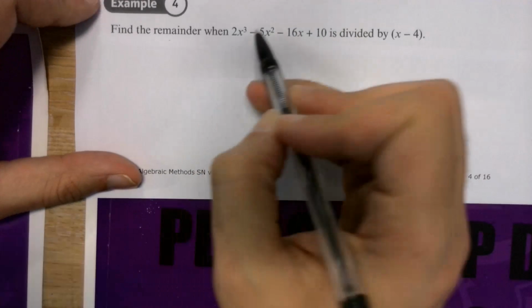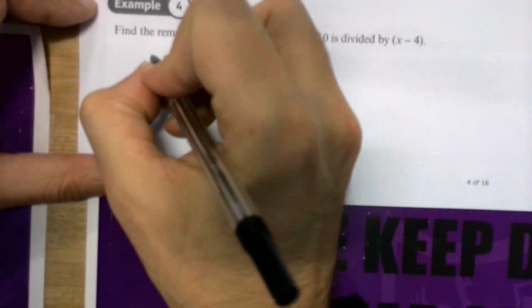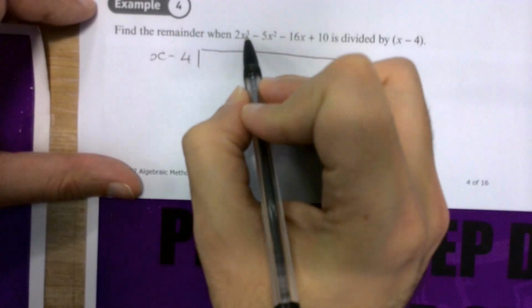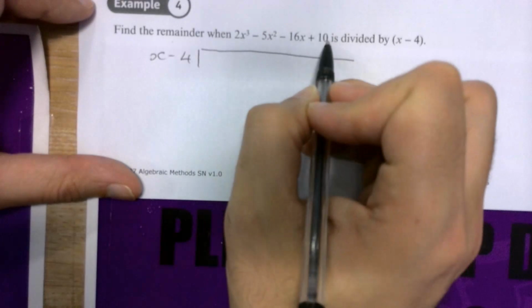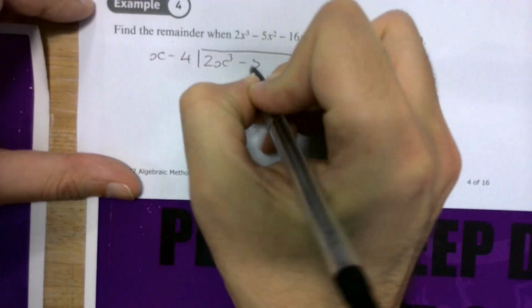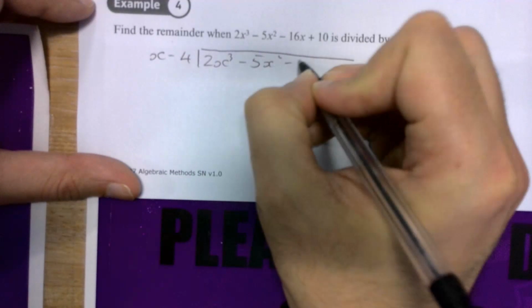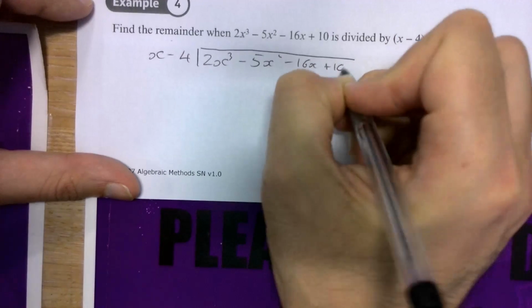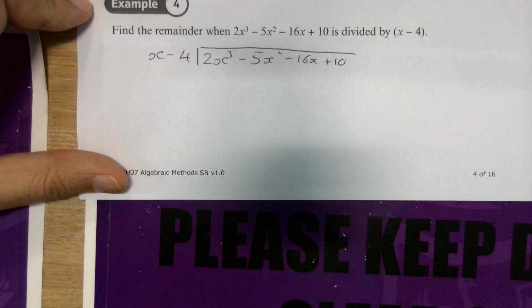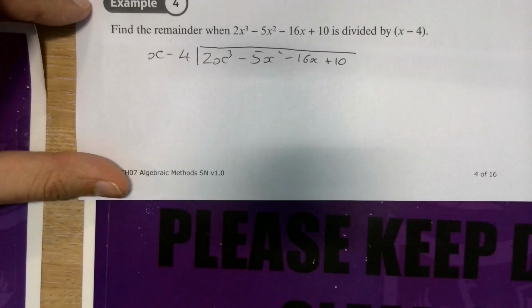So find the remainder when this is divided by this. Well, let's put x minus 4 on the outside again. Do we have cubes, squares, x's, and then nothing? Yep, so I don't need to put in any zeros. So 2x cubed minus 5x squared minus 16x plus 10. And then I can just start dividing. I don't know why they've given you so little space for this, by the way, so apologies if my writing gets awful here.